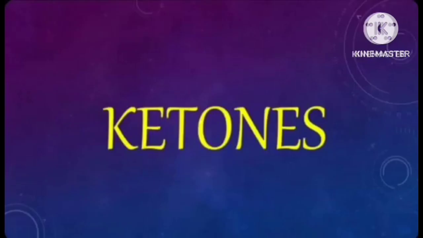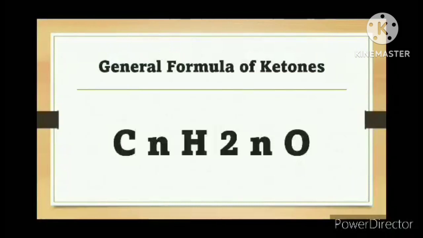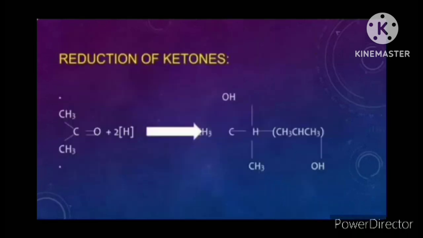Another example of organic compounds is the ketones. If two alkyl groups are attached to the carbonyl group, the compound is known as a ketone. General formula of ketones: CnH2nO. Here are the physical properties of ketones. Number 1, it is a colorless liquid. Second, higher members are solid. And third, a pleasant smell. And this is the reduction of ketones.